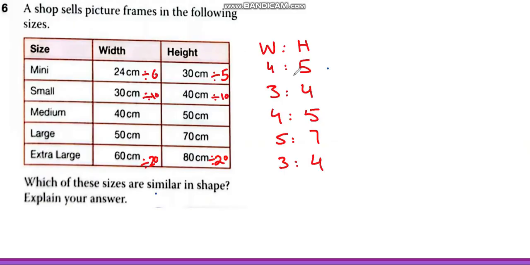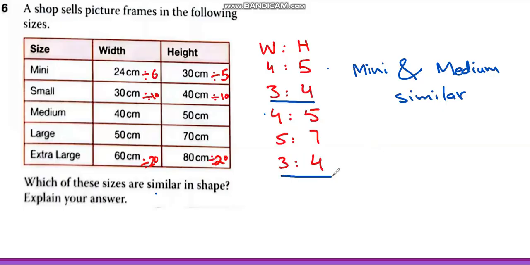Now we have to decide which of the sizes are similar. So we need to look at which ratios are the same. The mini and medium have the same ratio, so these are similar in shape. And also the small and the extra large sizes are similar in shape because they have the same ratio. So we can write that the small and extra large are also similar in shape.